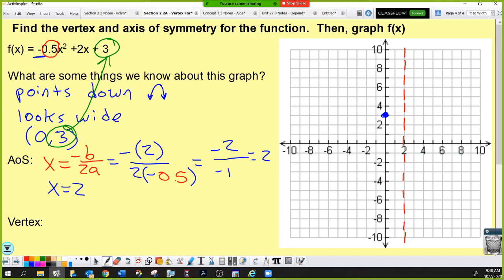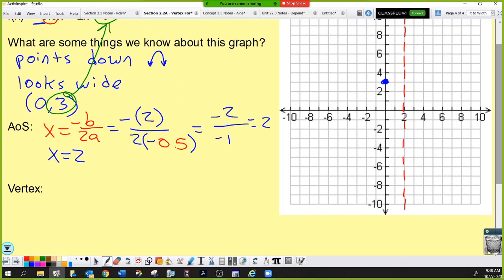x equals 2. Hey, you know what else is free information now that we don't have to work for at all? If there is a dot that is 2 units to the left of the red dotted line, there must be a dot that is 2 units to the right of that dotted line, because parabolas are symmetric. All we need now is to find our vertex, and we already know x equals 2 for that vertex. We just need to know what y equals.